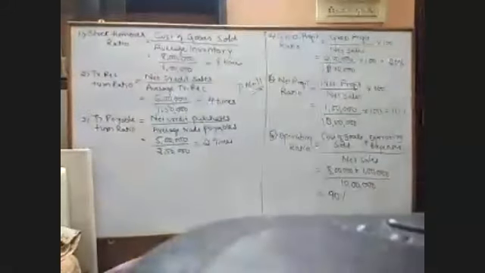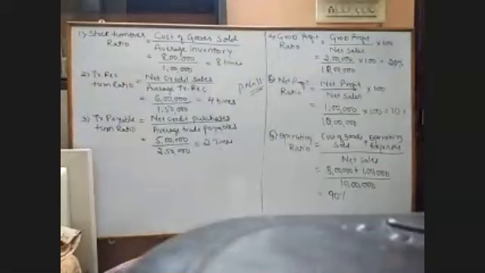And the next is gross profit ratio. In this, the ratio is gross profit divided by net sales. Gross profit is already given in the problem, 2 lakh, and net sales is also there, that is 10 lakh, into 100, it will be 20%.